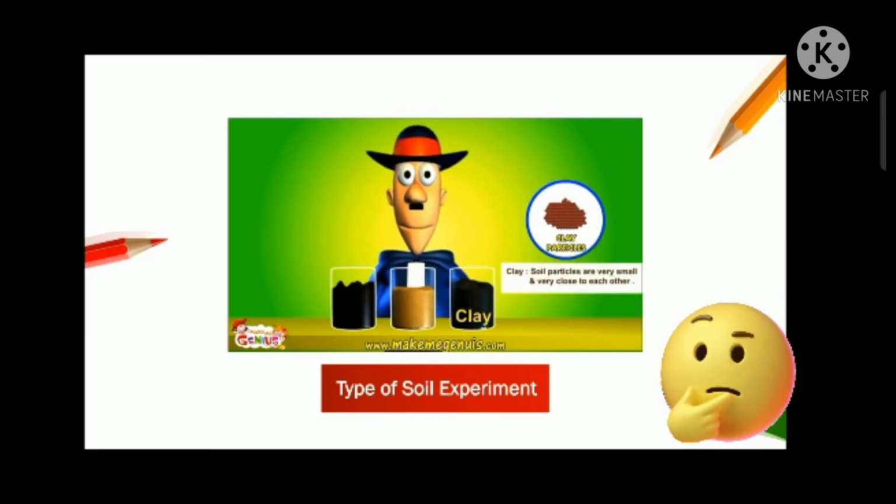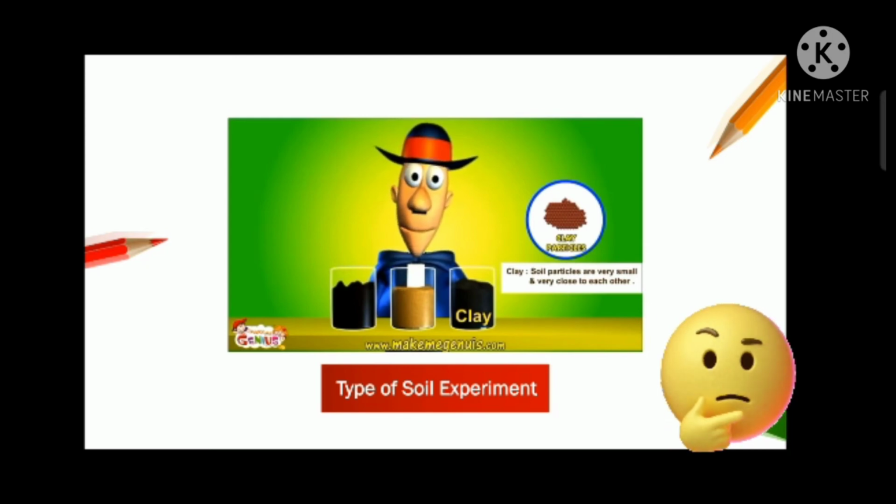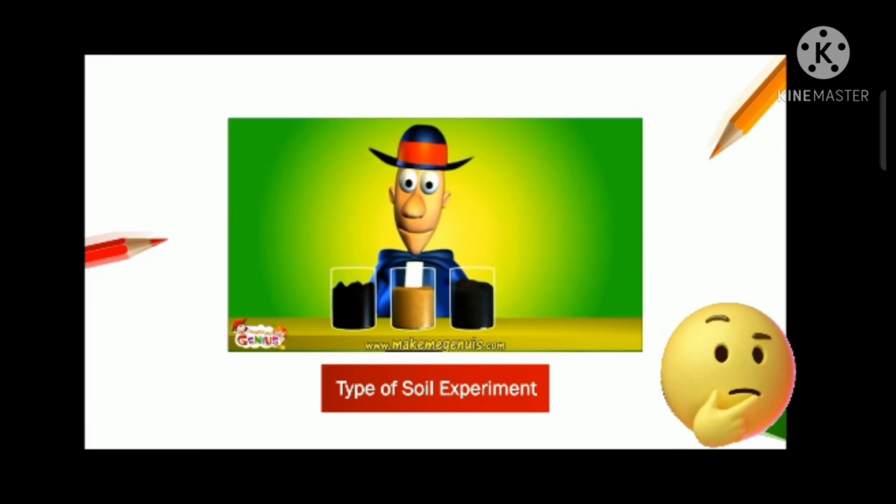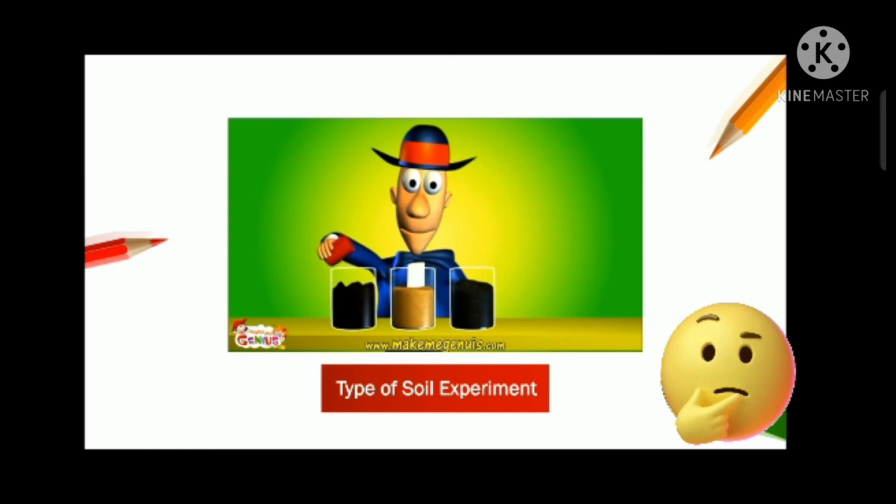The first one is clay. The soil particles are very small and very close to each other. There is some space in between particles, and it can hold a lot of water, but very little air. Let's put some water in each jar.